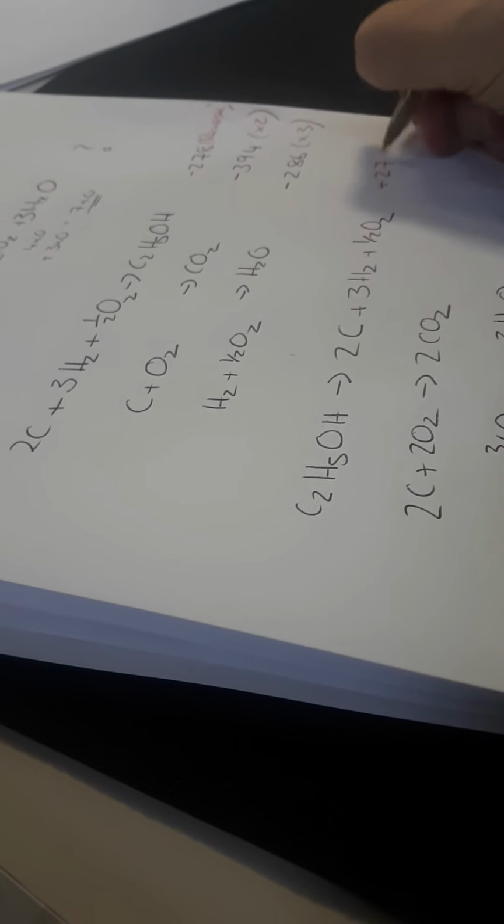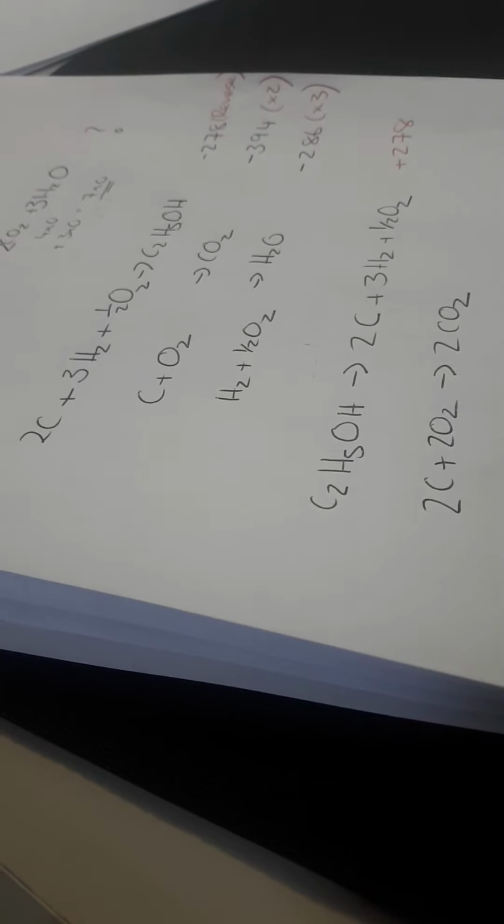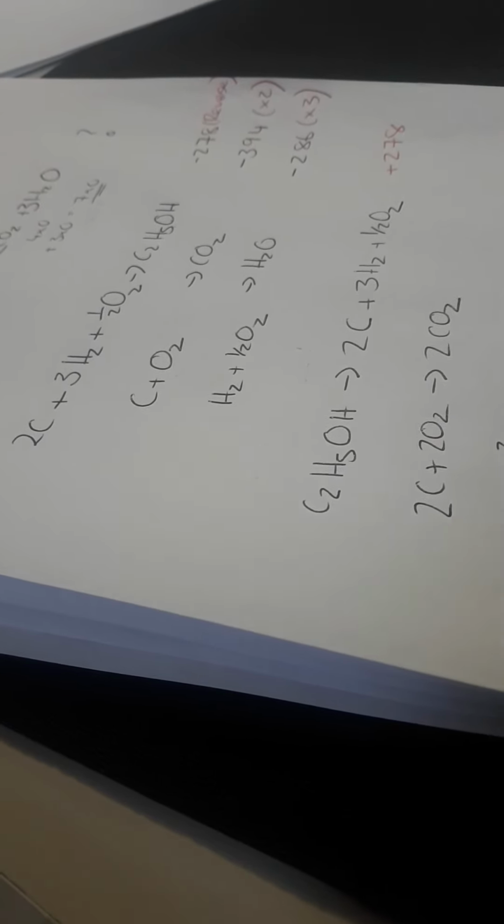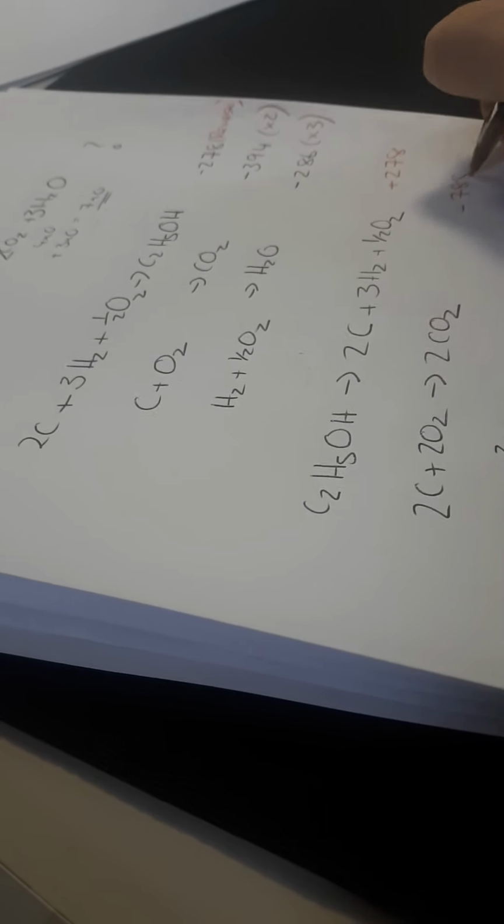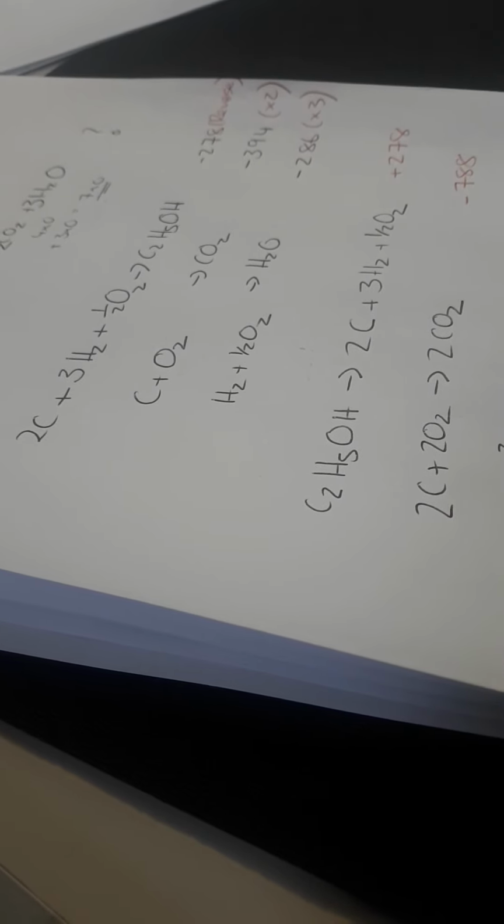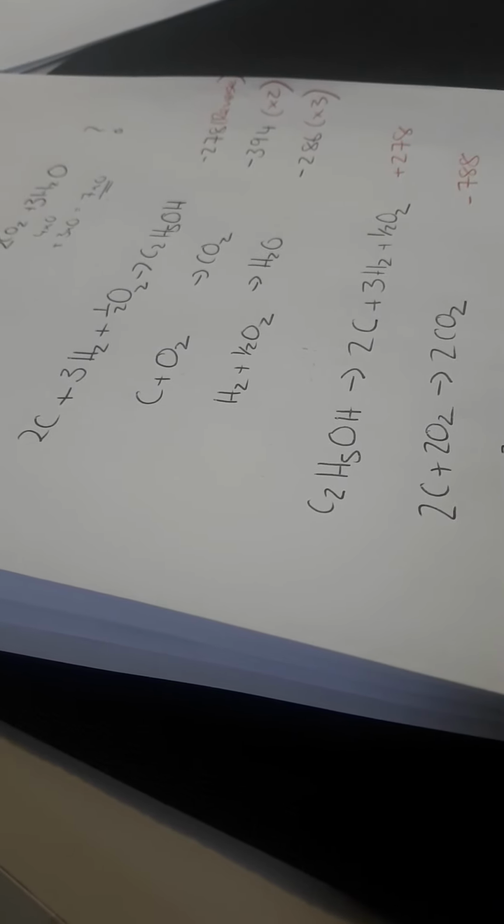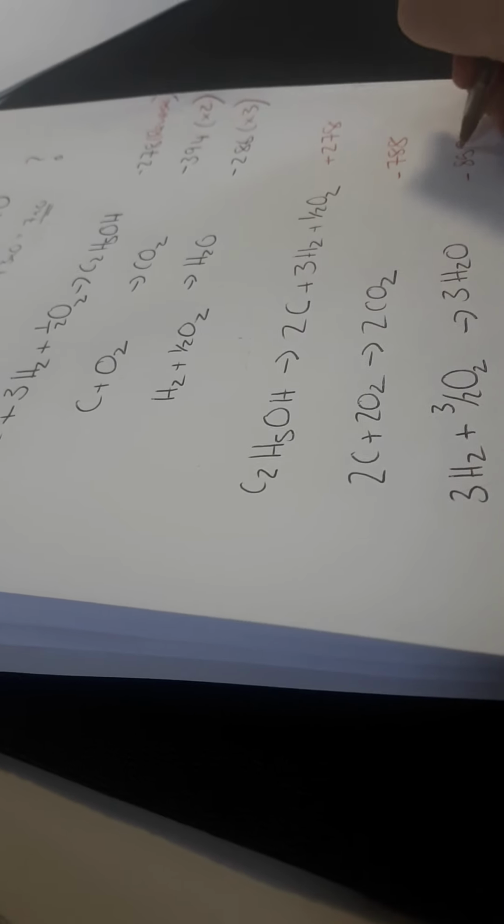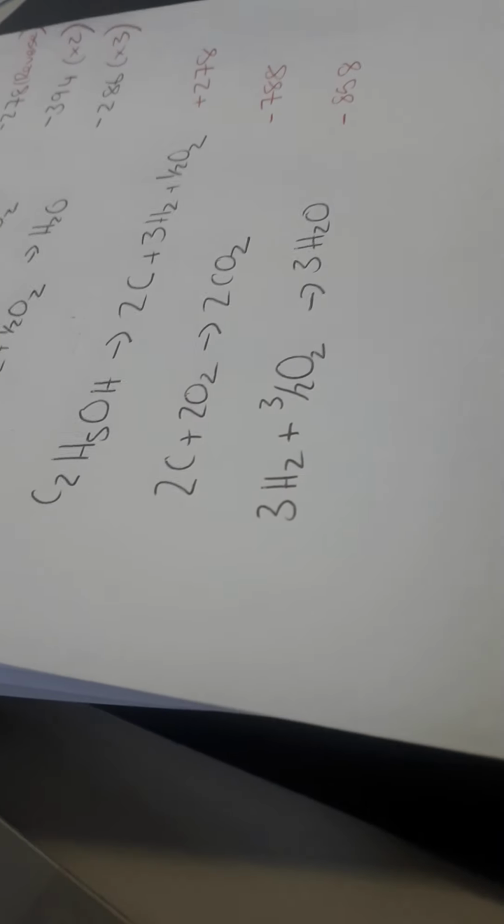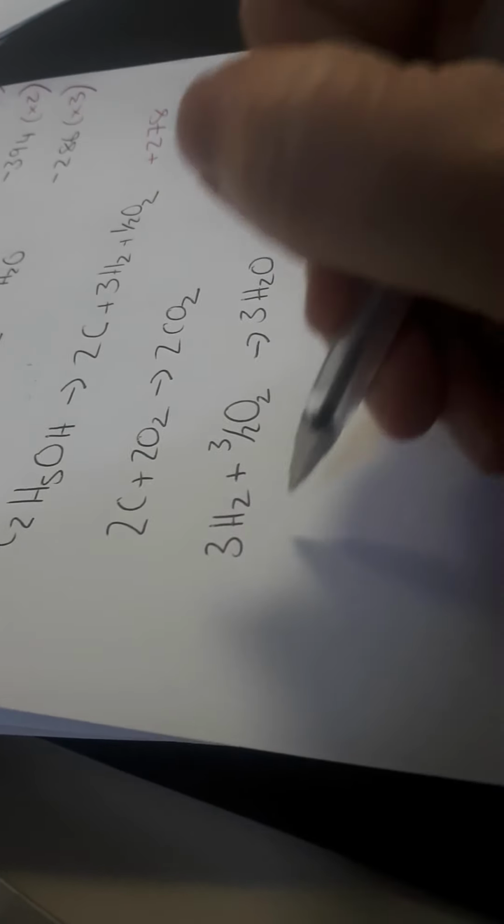Okay, so when I reverse this, it's plus 278. Then I have minus 394 by 2, which gives me minus 788. And finally, I have 286 by 3, and that is minus 858.